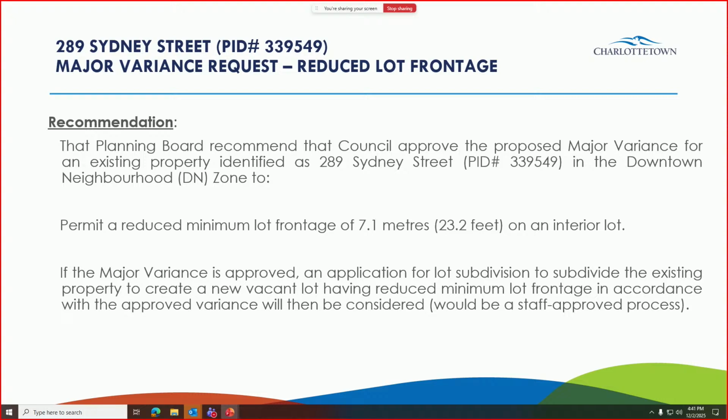And it's noted that if the major variance is approved, an application for a lot subdivision to subdivide the existing property to create a new vacant lot with the reduced minimum lot frontage in accordance with the approved variance would then be considered, and it's noted that that would be a staff-approved process. So thank you, and I'll turn it back to the chair for any discussion.